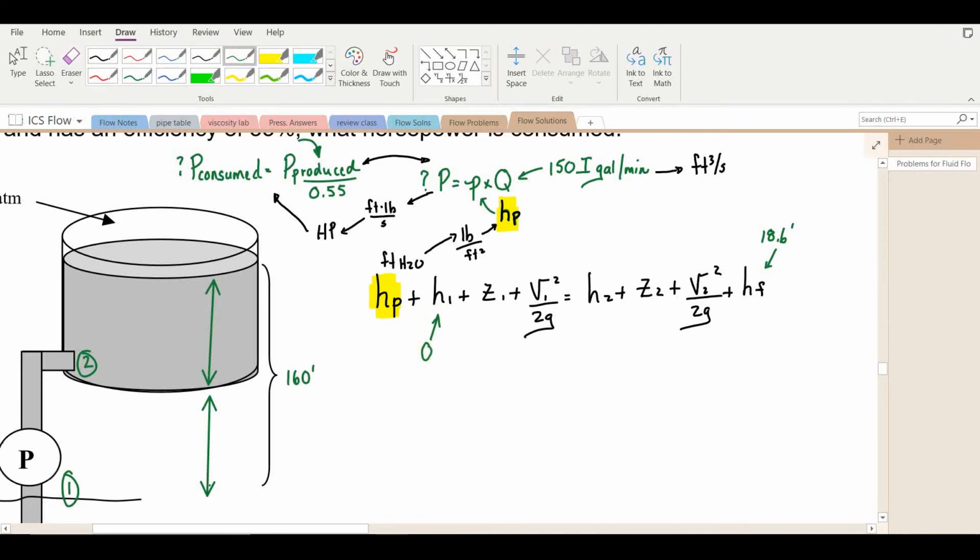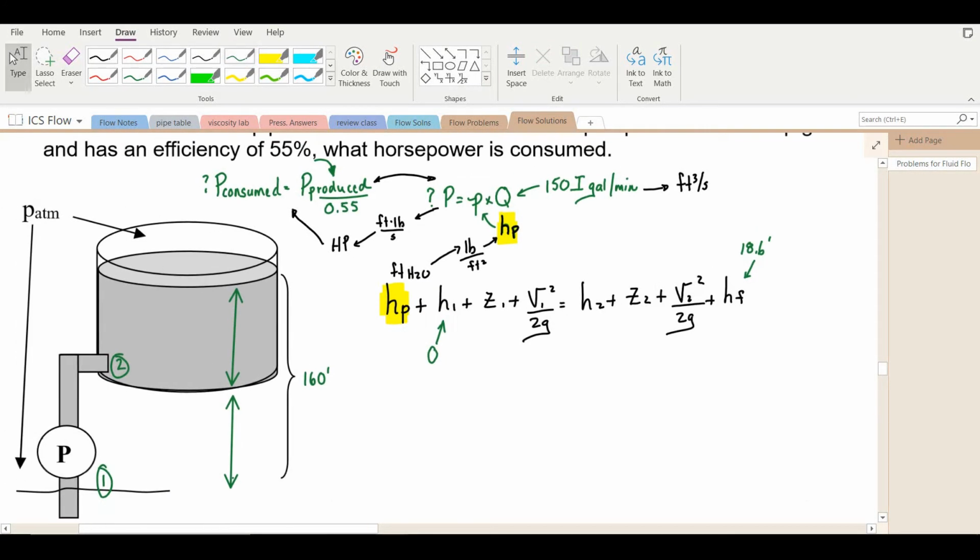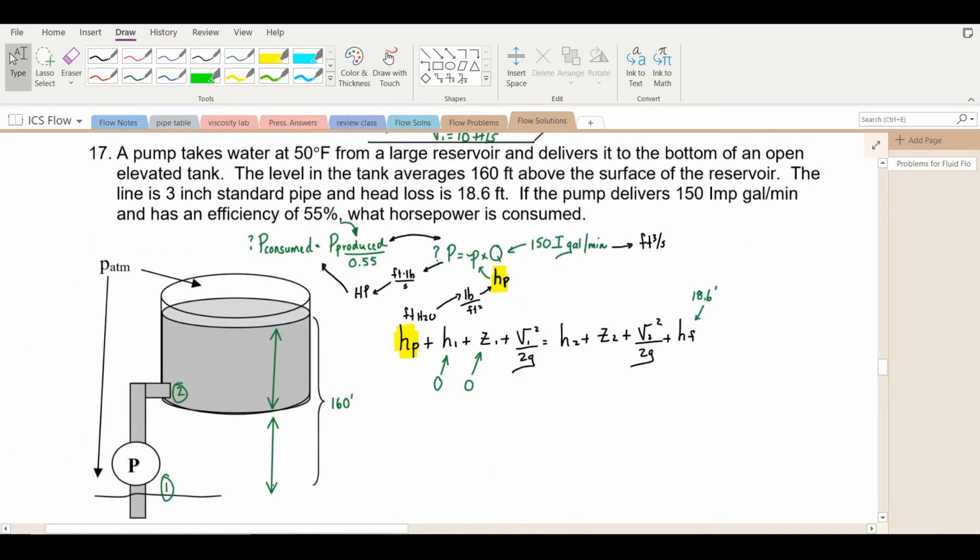It's only atmospheric pressure, and it's acting on both surfaces, so that's not going to lift the fluid at all. We can't get any help from the pressure of the atmosphere here. The lowest elevation is always set to 0. Now what about the velocity? It's kind of almost misleading here. They're telling us it's a 3-inch standard pipe. We're given a flow rate.